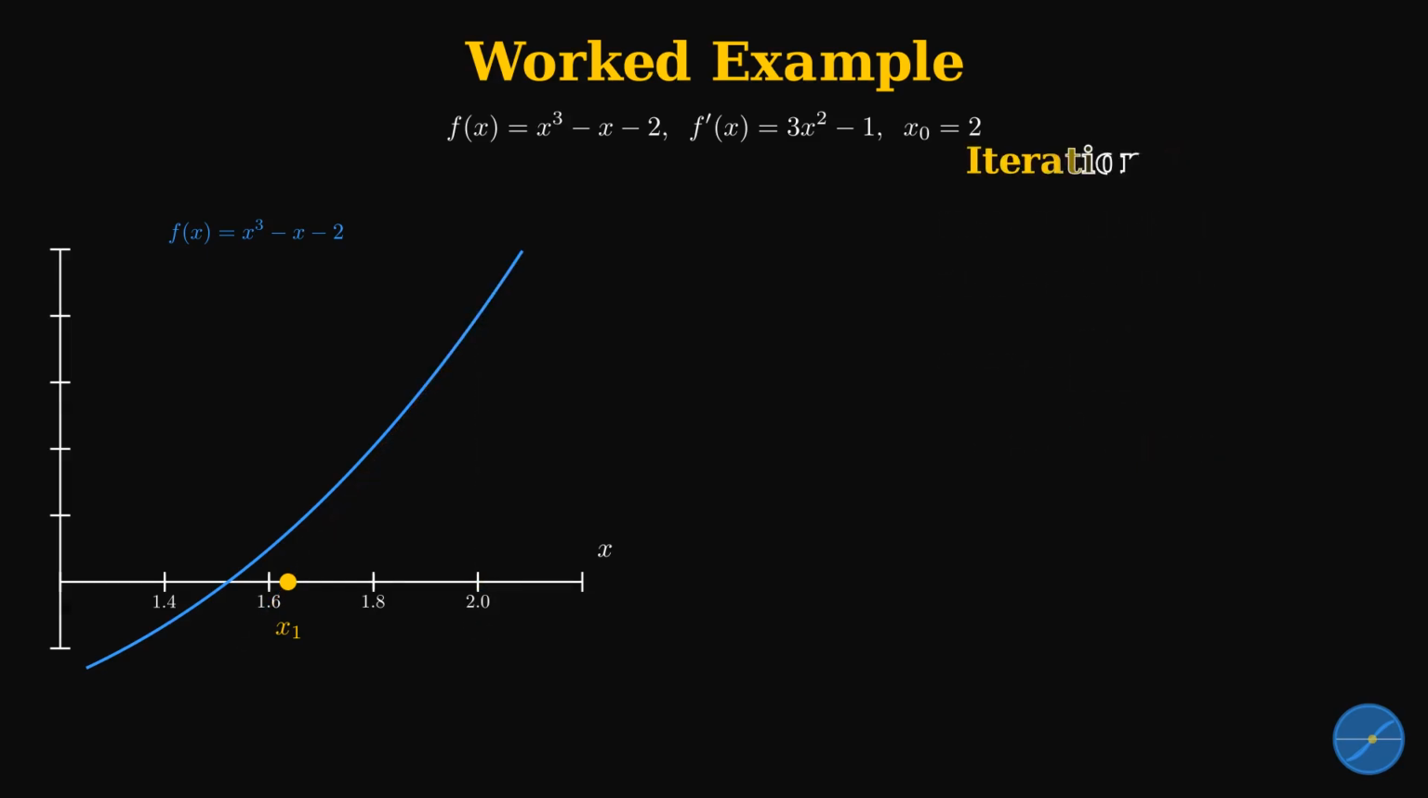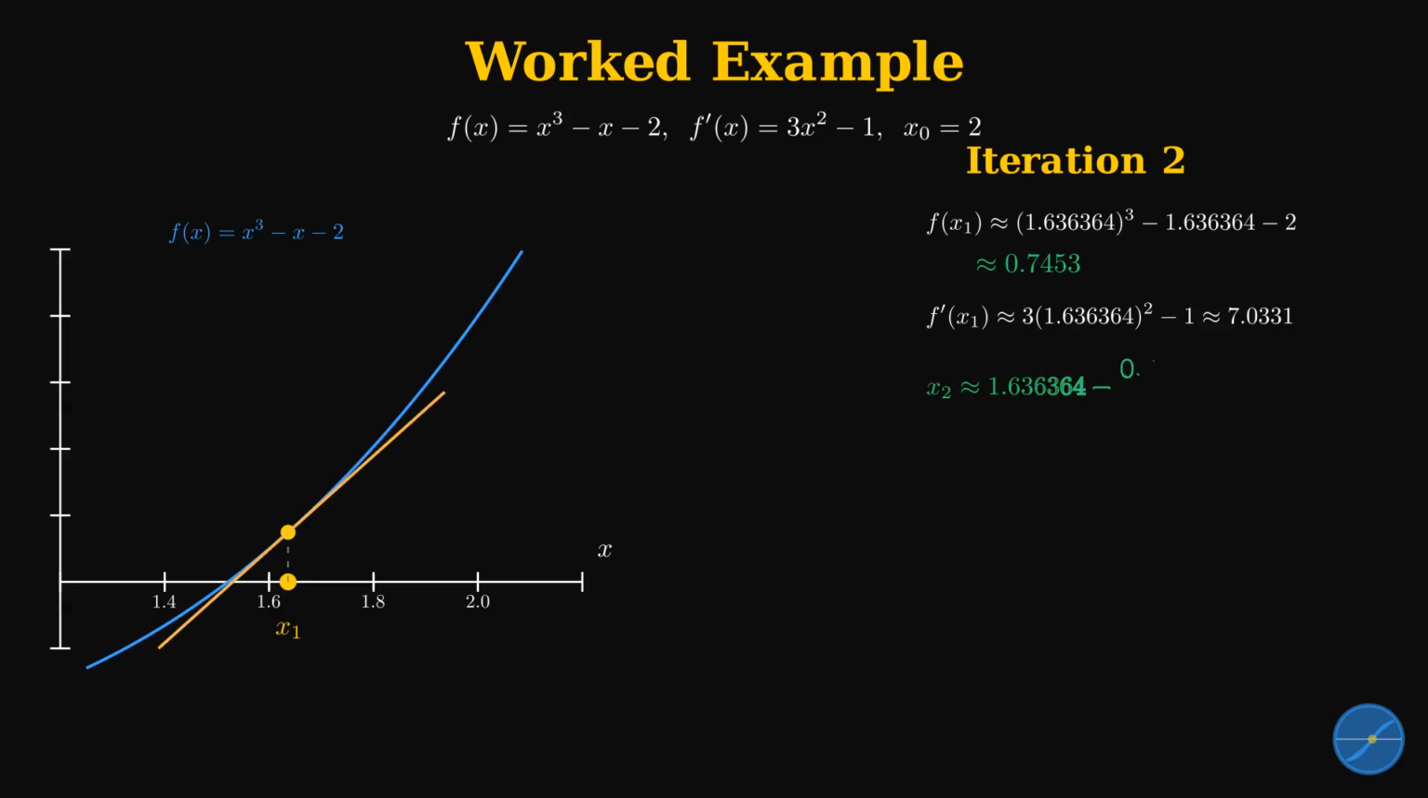Iteration 2, f at 1.6364 is about 0.7453. Up to the curve again. The slope there is about 7.0331. New tangent. x2 is 1.6364 minus 0.7453 over 7.0331. It is about 1.5304. Land at x2, closing in fast.